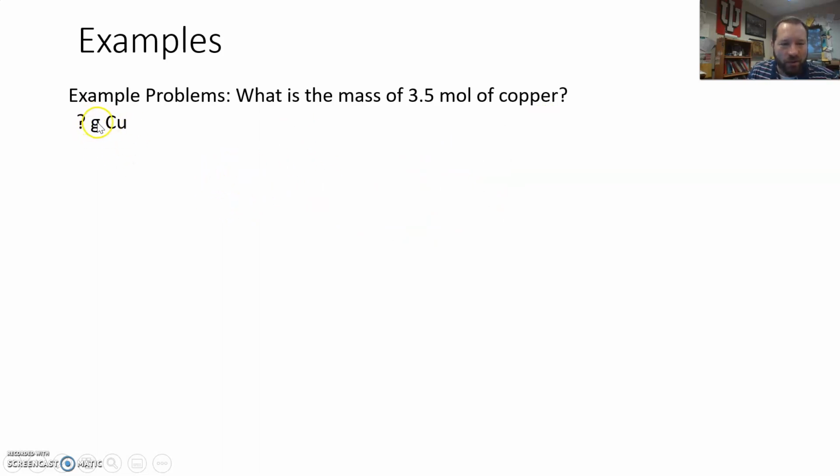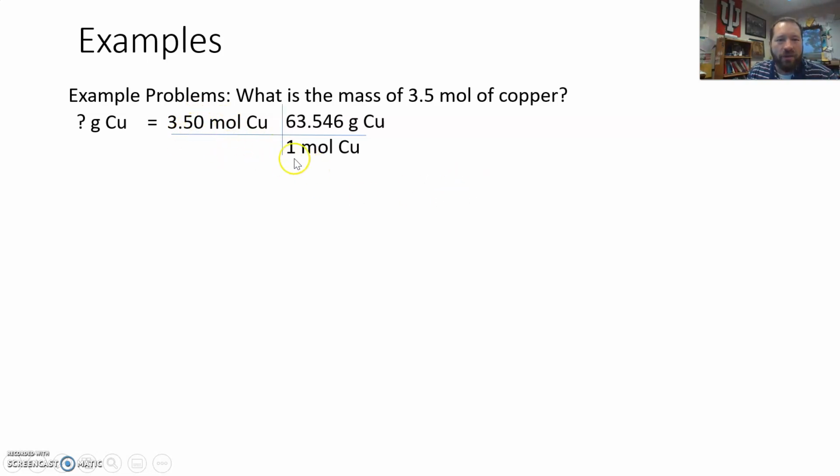So again, I'm going to list my question mark, grams of copper is equal to what they gave me, 3.5 moles of copper. Now I've added a 0 there, and I really shouldn't. That looks like a typo. The question only gave us 2 significant digits. That 0 would be significant because of the decimal, so it shouldn't probably be there.